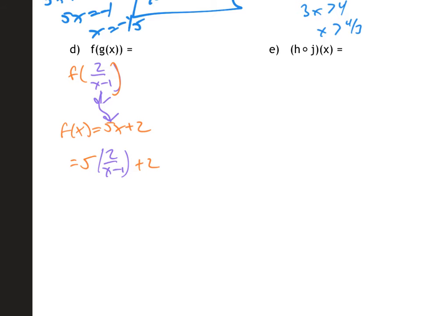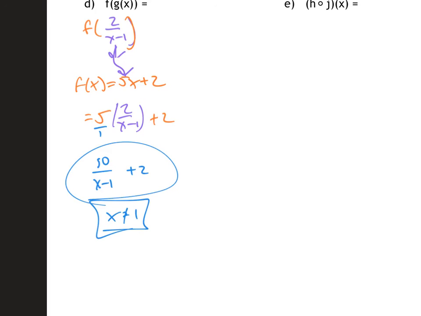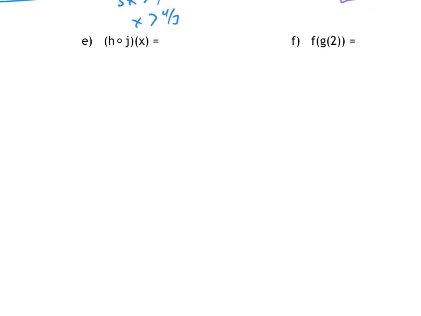So when I simplify now, 5, I can put that over 1. So I got 10 over x minus 1 plus 2. I'm okay if you leave it like this. And remember, x cannot equal 1. You could get a common denominator, but that's for another lesson. And we can go from there, because that's our adding rational lesson.